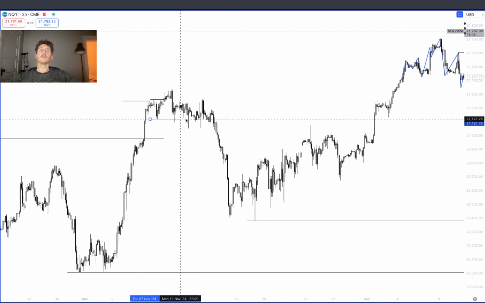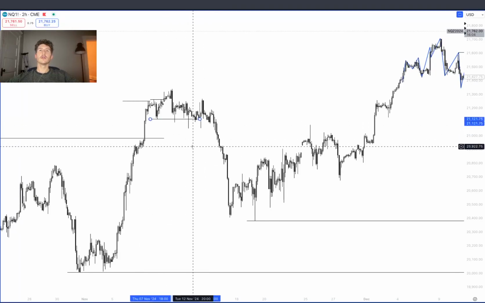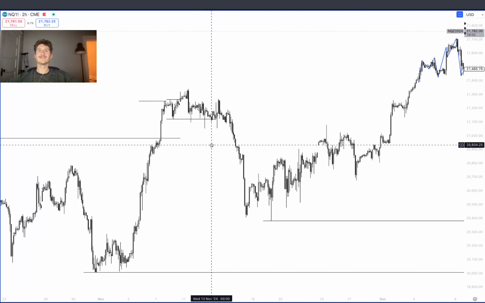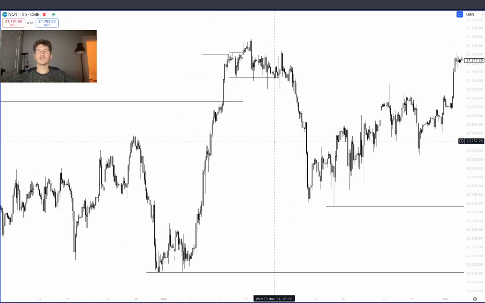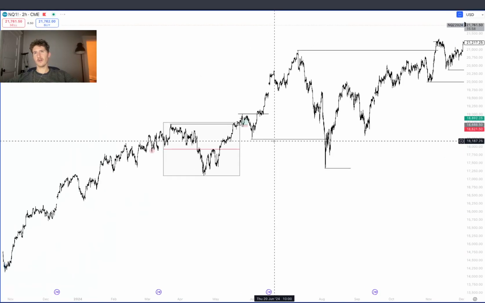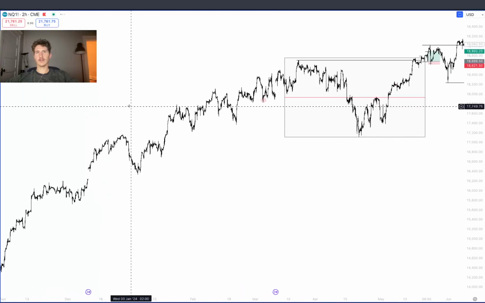Where does this flip down? The 2 hour flips down right here. No, it doesn't do it either. I know that there are 2 hour examples. It's not just on the daily. Hang on.